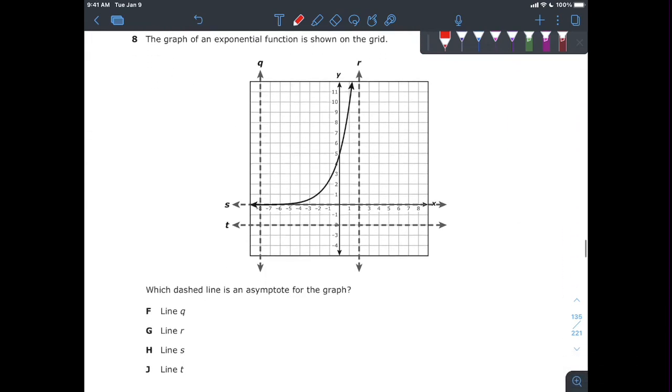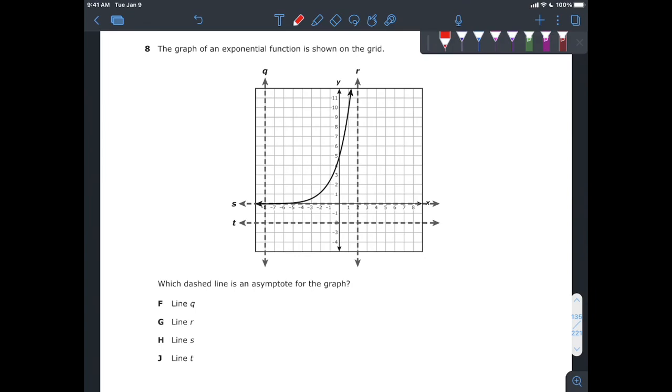Number 8. The graph of an exponential function is shown on the grid. Which dashed line is the asymptote for the graph? My asymptotes for my exponential functions in Algebra 1 always are at the x-axis. And this has an equation of y equals 0. That asymptote, that is the correct answer, is answer choice S.